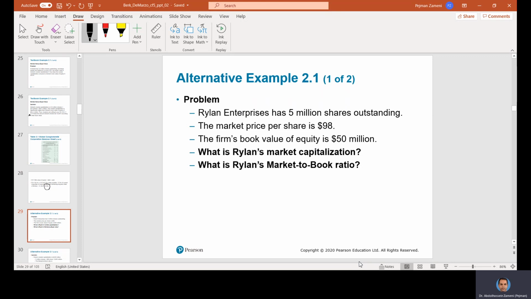There's a question that you can just go through and do by yourself, which is quite easy. Calculate the market capitalization and the market to book ratio.